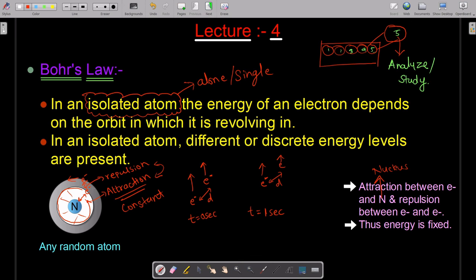So these are the two electrons, this is 1 and this is 2, revolving in two different orbits. Due to these two reasons, the energy which we consider, like 1 electron volt and 2 electron volts, is fixed. The energy of electrons is fixed because of these two reasons. I hope you understood this concept of Bohr's law in great depth. So I end this video and we'll meet in the next video. Thank you for listening to me patiently.